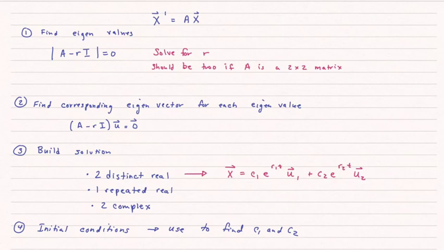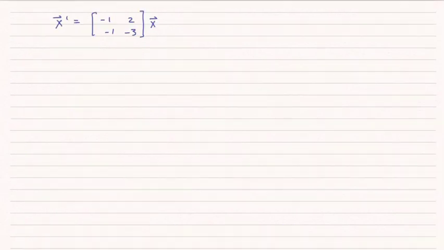We're going to find solutions of a system of differential equations in the form x prime equals Ax, where we end up with two complex solutions. We're still going to be finding the eigenvalues, then we're going to find a corresponding eigenvector, and then we'll build the solution. The vector x prime is equal to the matrix [-1, 2; -1, -3] times the x vector.